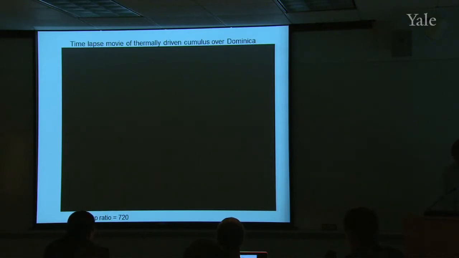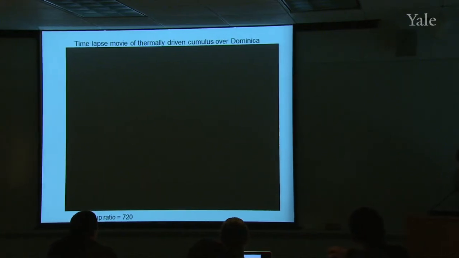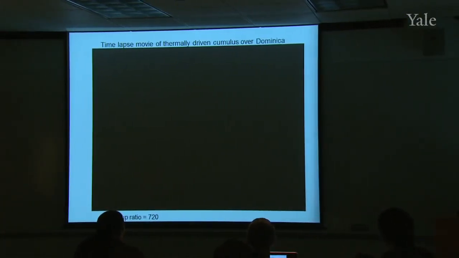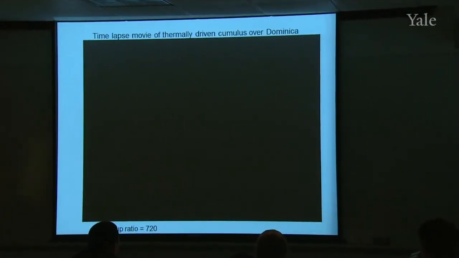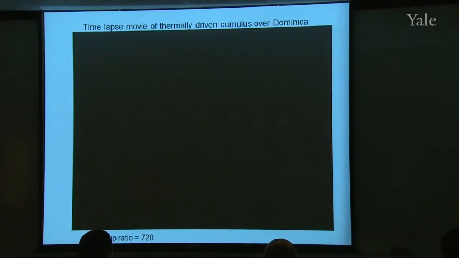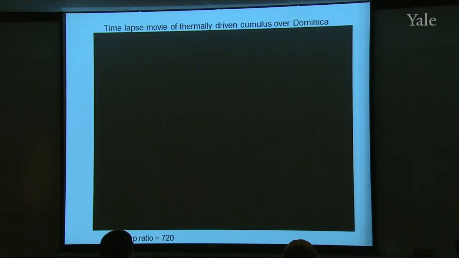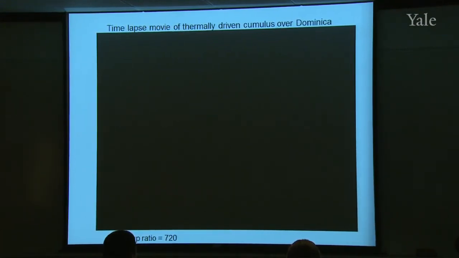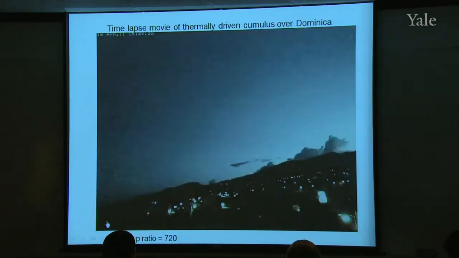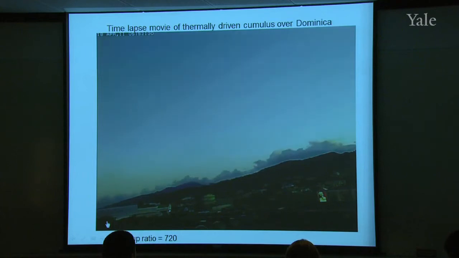And I have a little time-lapse movie. We did a project in my group a few months ago down in the Caribbean looking at how clouds and precipitation are generated in the tropical belt of our planet. We flew aircraft through clouds and so on. And if I can get this to work, I'm going to show you some time-lapse photography of cumulus clouds over the island of Dominica. The sun just rose.